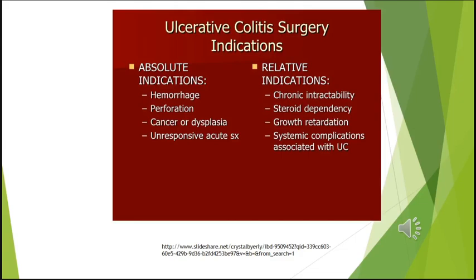Usually the absolute indications are if you've got a hemorrhage or perforation, cancer, dysplasia, or they're just unresponsive to acute symptom management. Relative indications become more prevalent with chronic intractability, steroid dependency, growth retardation, or symptom complications associated with ulcerative colitis.